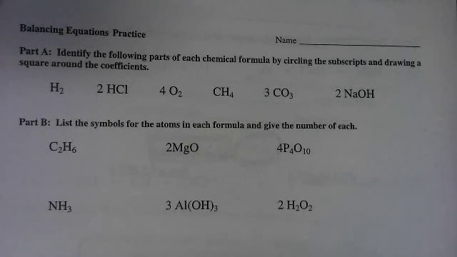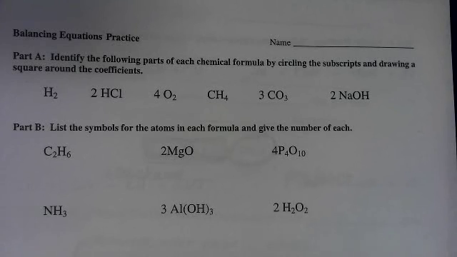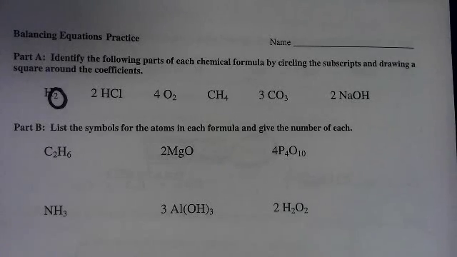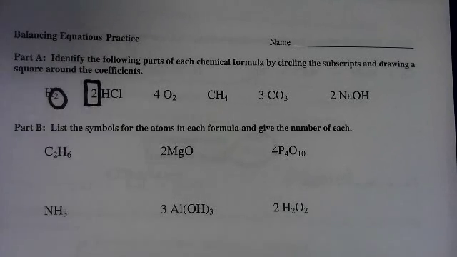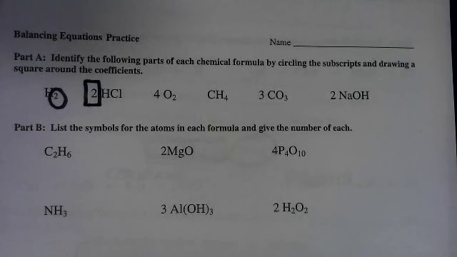So on this page, we're going to start back from the beginning of balancing. In part A, I want you to identify the different parts of a formula. We're going to circle the subscripts and put a square around the coefficients. So in the first example, there is no coefficient, but we do have a subscript, so we're going to circle it. In the second one, the 2 is a coefficient, but there are no subscripts.